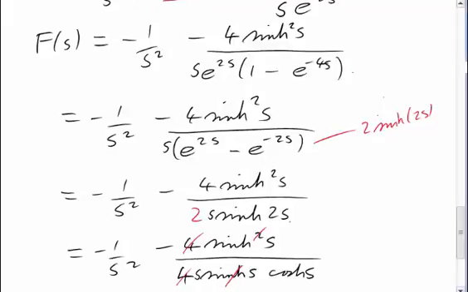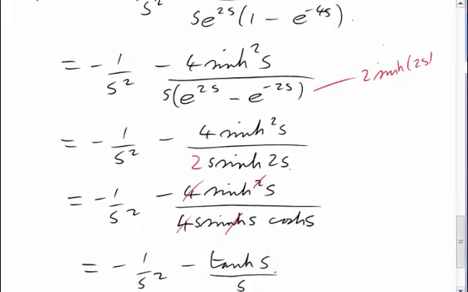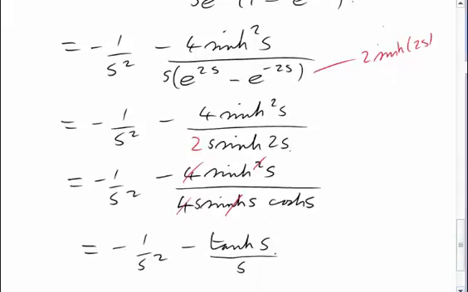So this expression has simplified down very much, because what's left is just sinh over cosh, which is the hyperbolic tan. I think this is the best form for the Laplace transform of the triangle wave. I'm going to finish there.